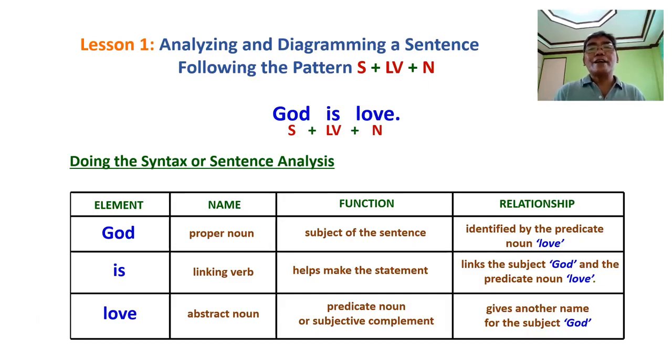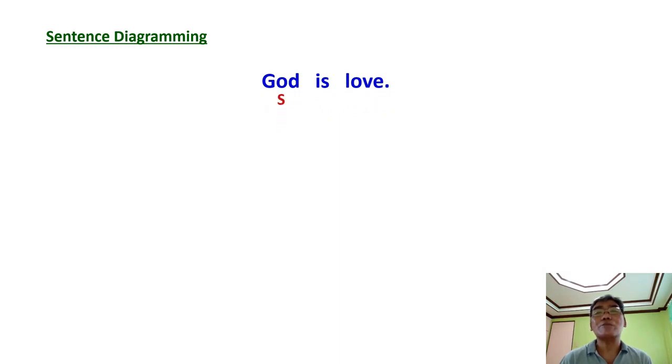This is how to analyze a sentence. Let us now proceed to sentence diagramming. We're going to diagram the same sentence, God is love, following the same pattern: subject plus linking verb plus noun.